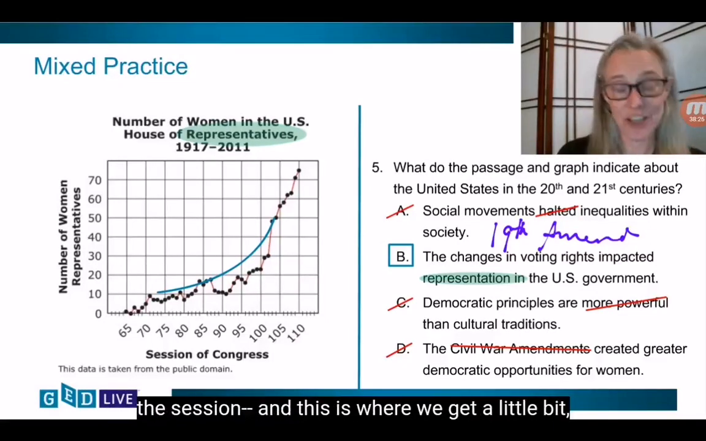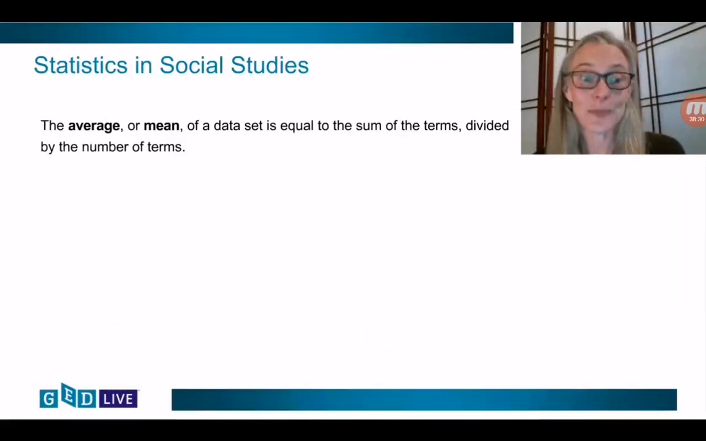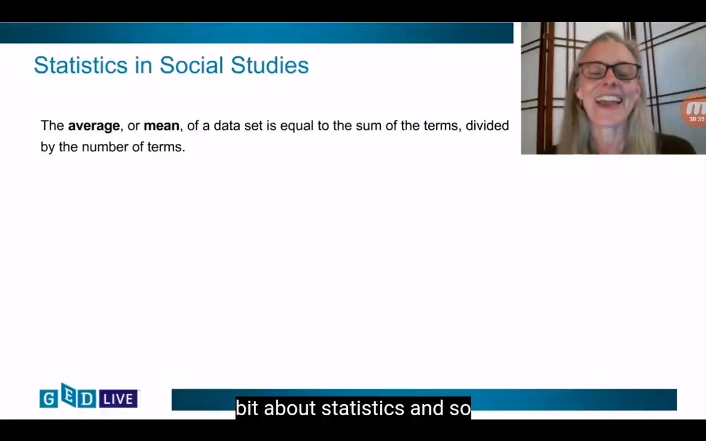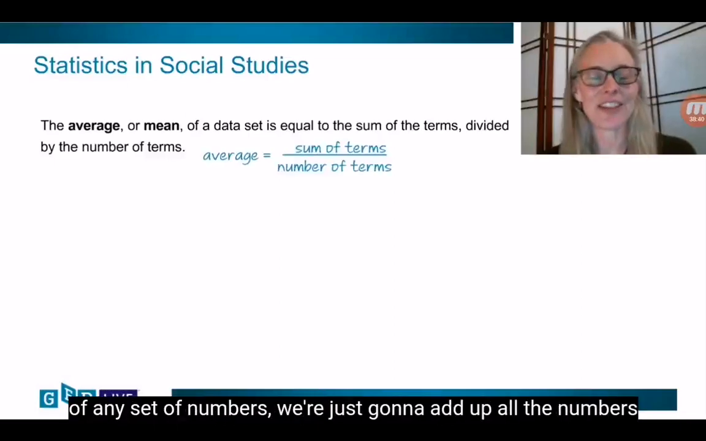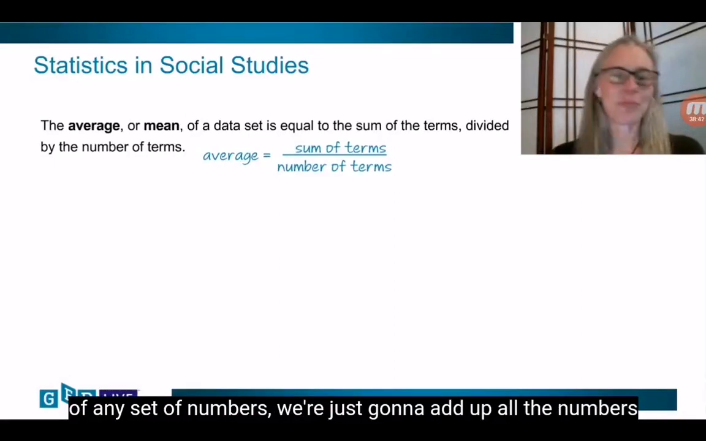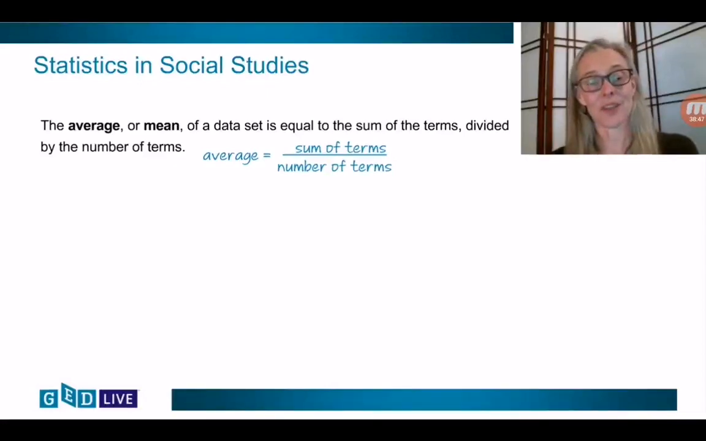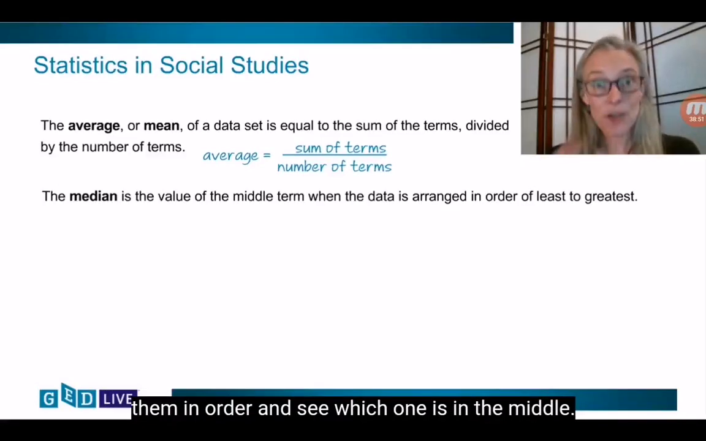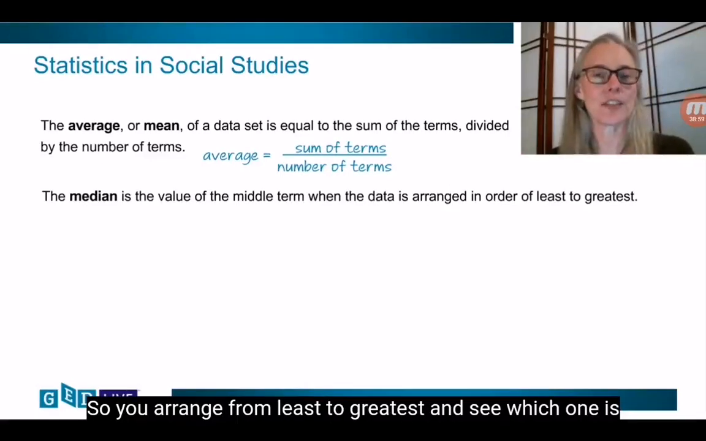And this is where, for this session, we're going to get a little mathy on you, because we have to talk a little bit about statistics. And so, we've got the average, right? To get the average of any set of numbers, you're just going to add up all the numbers and divide by however many numbers you have. To get the median of a set of numbers, you just put them in order and see which one is in the middle, right? So you arrange from least to greatest and see which one's in the middle.